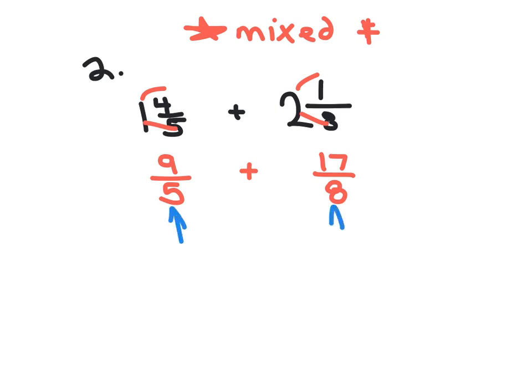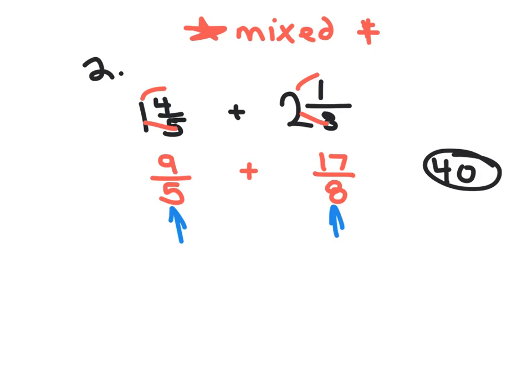Okay, once I've got this, I need to look at my denominators. I've got a 5 and an 8. These are not common denominators, so I understand that I have to multiply my 5 and my 8 by a number to get a common denominator. So I understand that my common denominator would be 40.